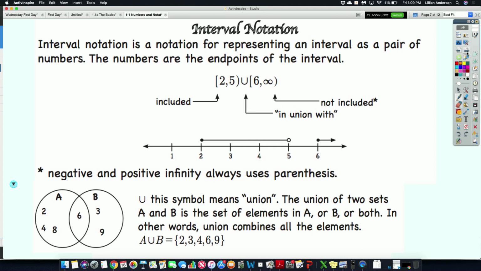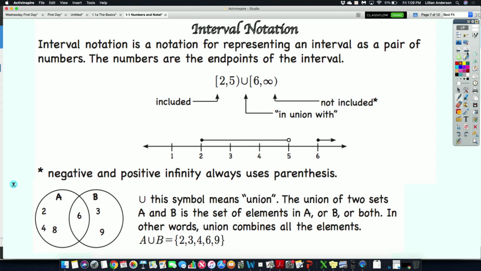Anytime you have multiple pieces, you connect them with the union. So unions are used with interval notation. Commas are used with curly brackets with set builder notation. How do you know which ones to use? It depends on the type of problem that you have.